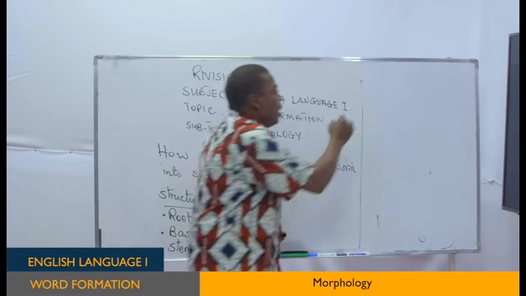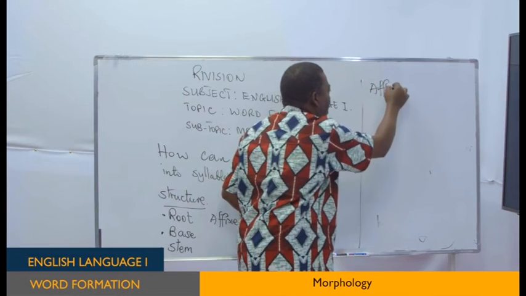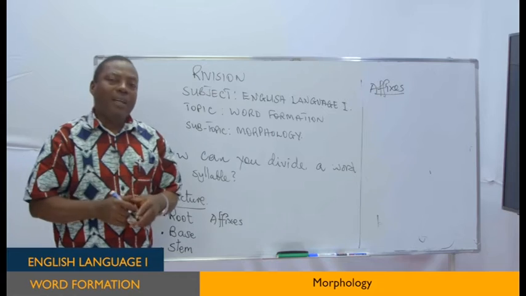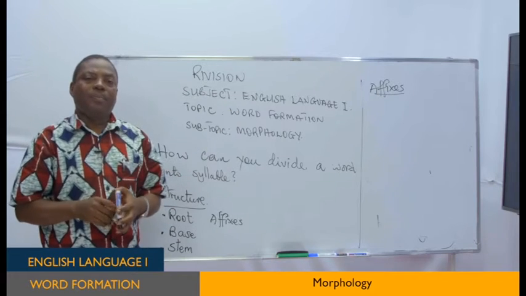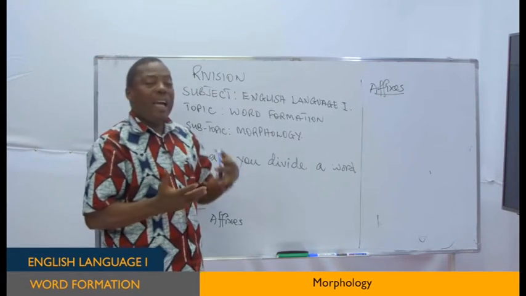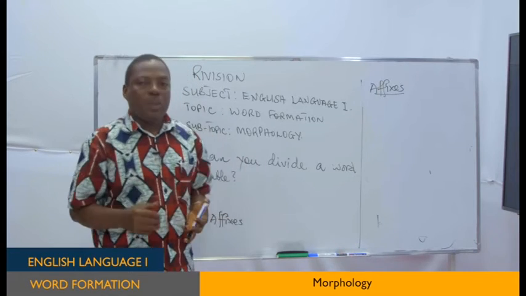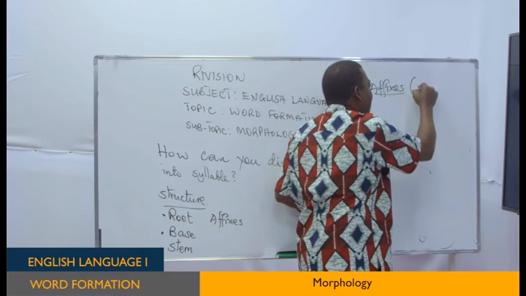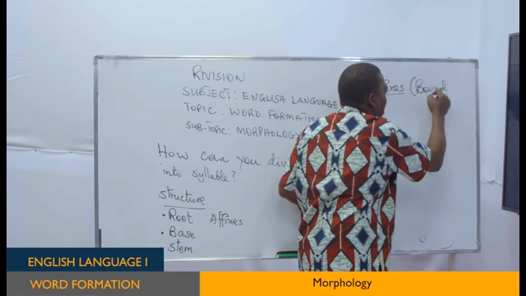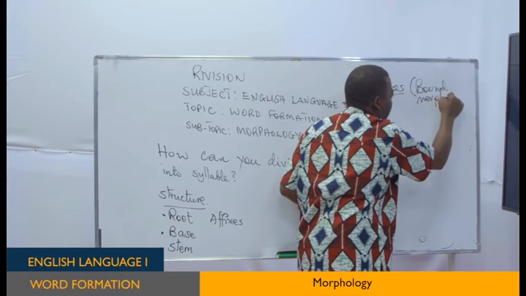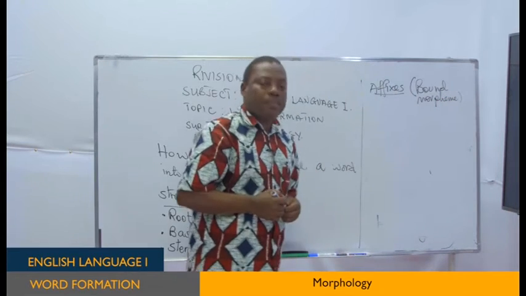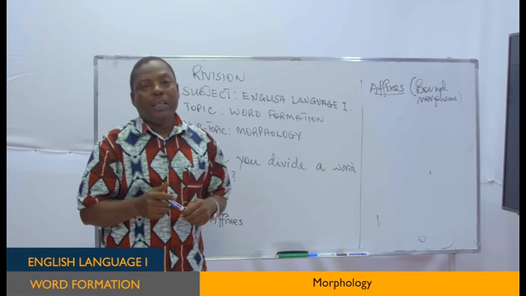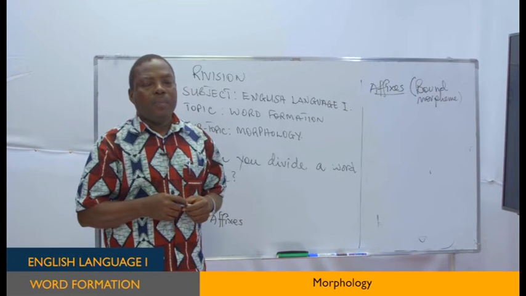The first element that we need to discuss before we start looking at how a word can be divided is affixes. Affixes are elements that need to be attached. In other simple words, some people call them bound morphemes. They can be attached either at the beginning or at the end of a word. It depends.